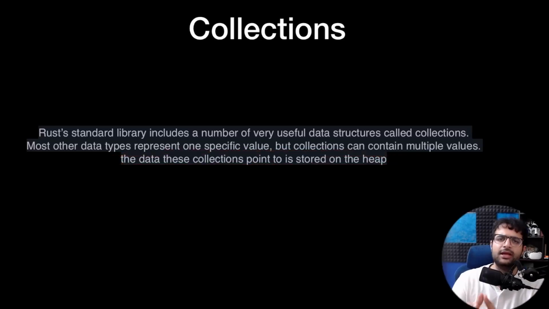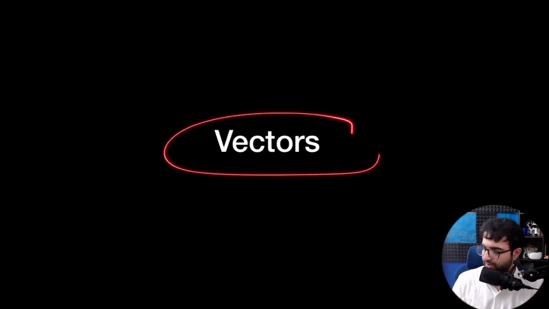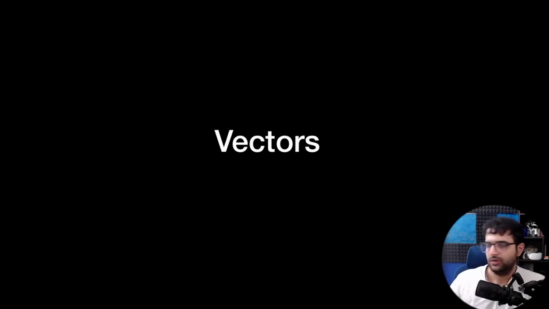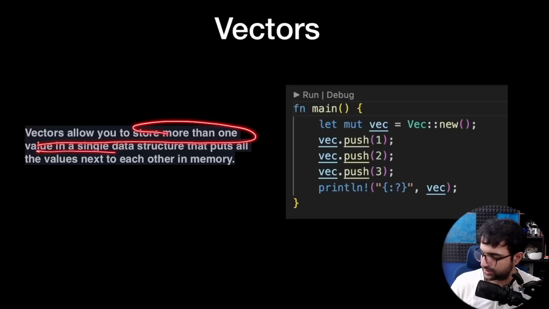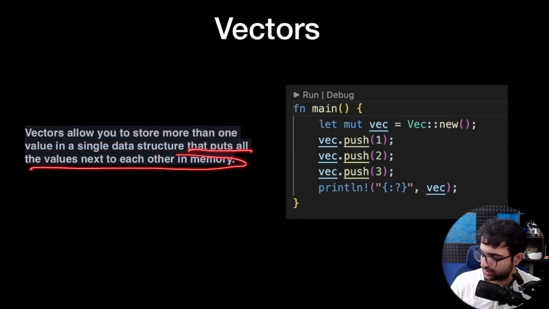Why? Because again, very similar to a string, this is dynamic data. It can increase and decrease in length. Hence, it should be stored on the heap and not on the stack. The very first one that we're discussing is vectors. All right, let's get into vectors next. Vectors are very similar to vectors in C++, basically a dynamic array that you can push elements to and pop elements from. A vector allows you to store more than one value in a single data structure that puts all of the values next to each other in memory.